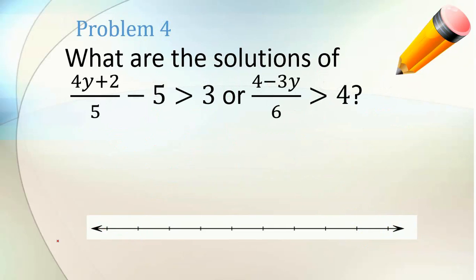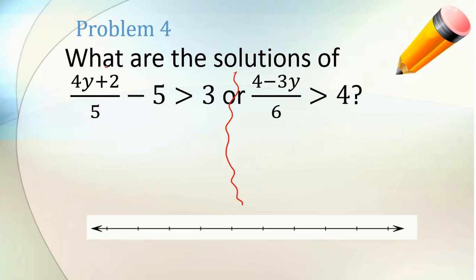Let's try the last problem here. So these are a little bit more challenging just because there's more to the problem. That's pretty much the only difference. So I'm going to draw my line here. Let's read our first inequality. 4y plus 2 divided by 5 minus 5 is greater than 3.